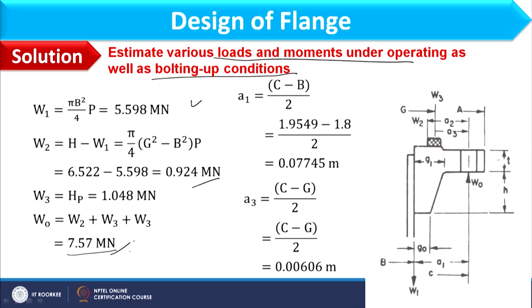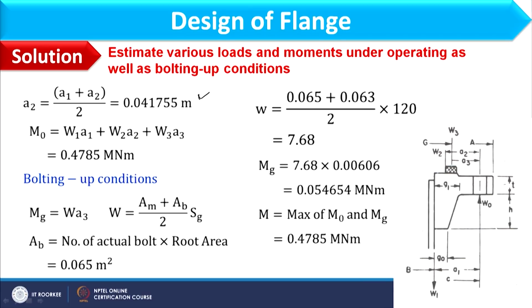Okay. Now, once I have this load, I have to calculate the arms to find out the moment. These arms are given as A1, A2 and A3. So, A1 is equal to C minus B by 2. Here I can put the value, C minus B by 2, which comes out as 0.07745 meter. A3 I can consider as 0.00606 meter, which is nothing but C minus G. And in a similar line, I can calculate A2 as A1 plus A3 by 2, which is equal to 0.041755 meter. And then considering all these arms as well as loads, I can calculate the moment at operating condition, which comes out as 0.4785 mega Newton meter.